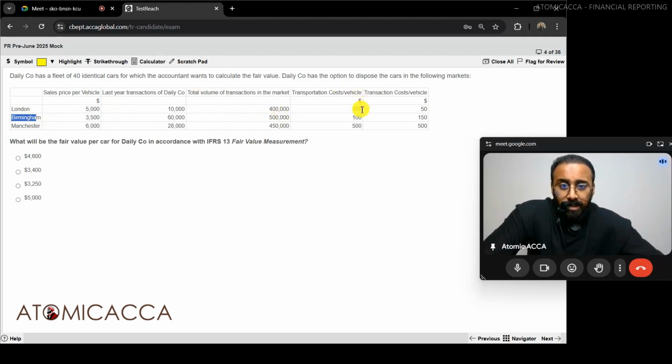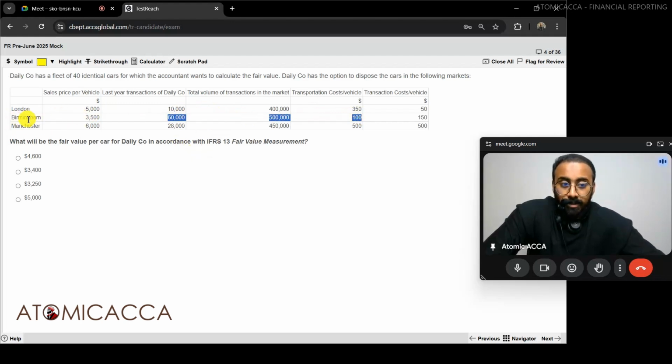Transportation cost per vehicle is 100, 500, 350. So the lowest cost is also over here. Maybe because that is where the highest volume is happening. So maybe the unit cost is quite less. That could be the reason. Transaction cost per vehicle. Transaction cost could be based on different other factors, not exactly something to be capitalized or used in the fair value calculation. So this column you don't have to really bother. So forget that.